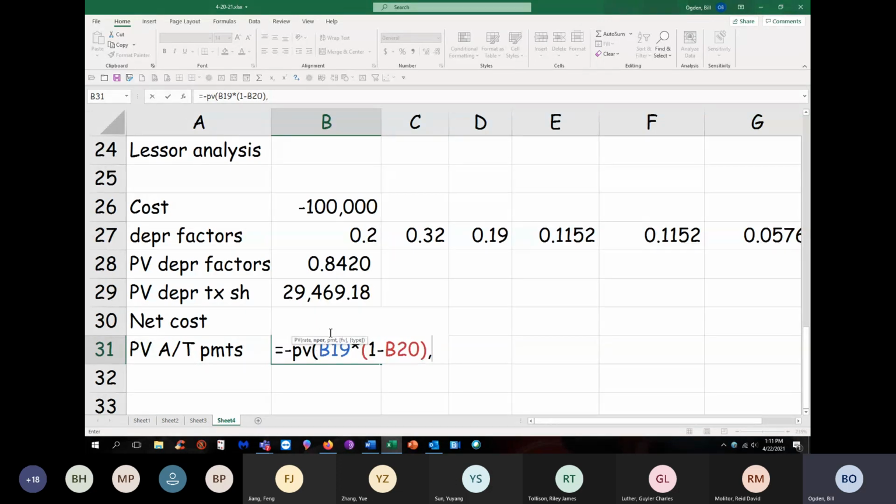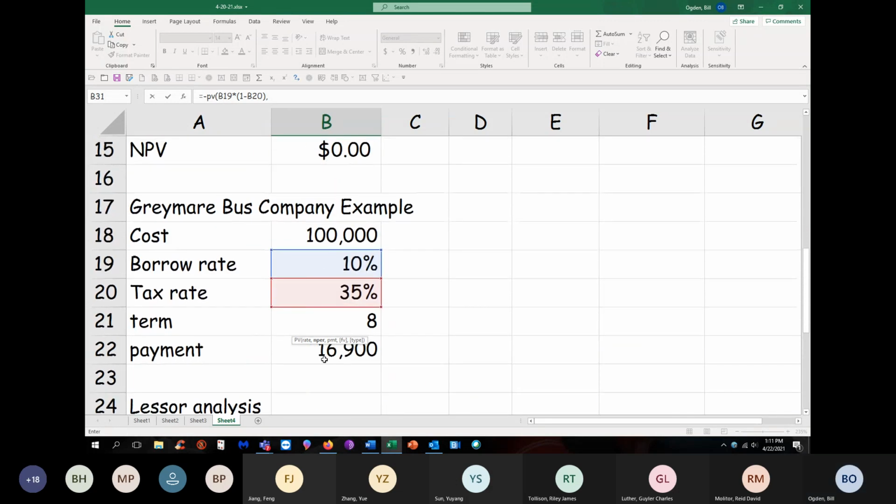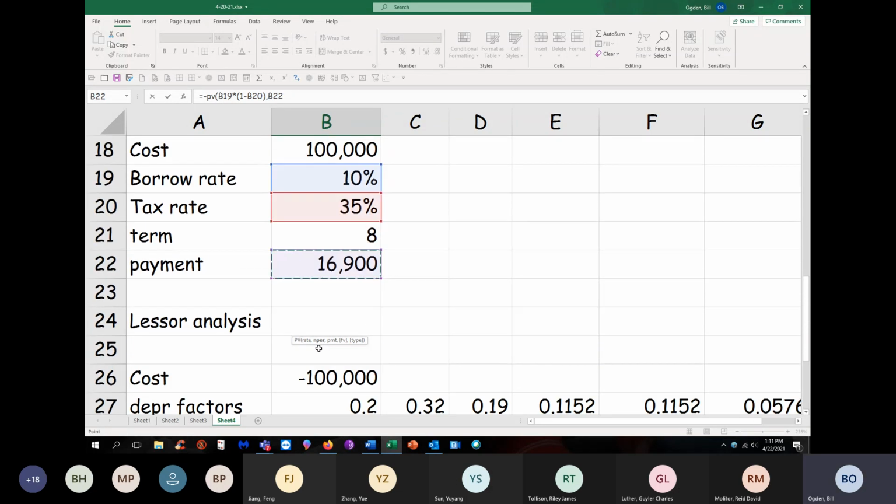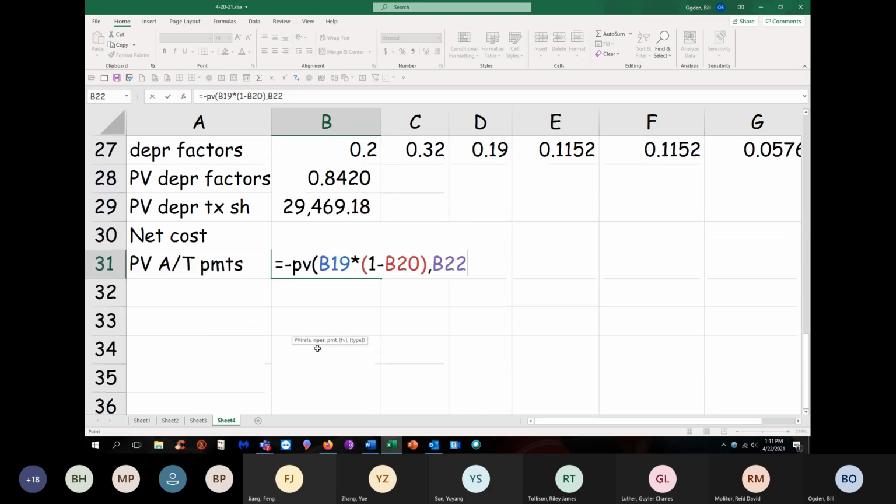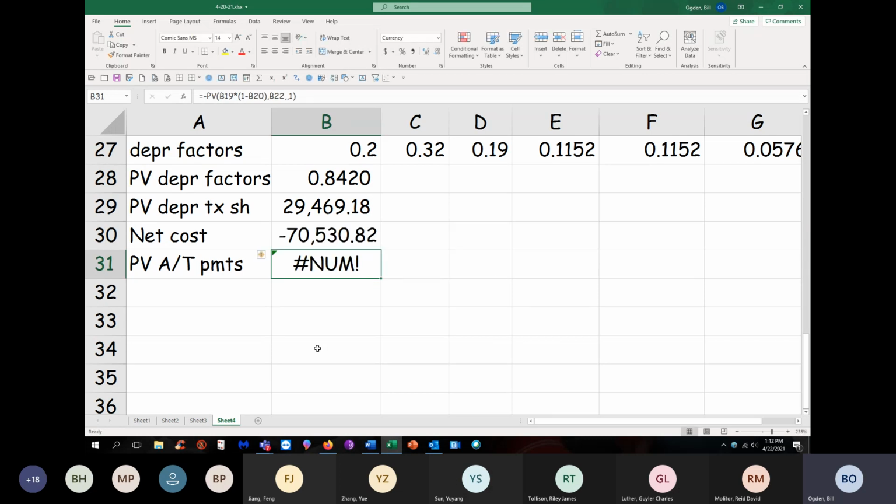The next argument is the payment. So let's get that. That'd be 16,900. And then let's do no future value. And let's instruct Excel to treat these as beginning of the period cash flows. Right? And then to keep the Excel nanny from squawking at you, we'll give it the right parenthesis. And you get this.